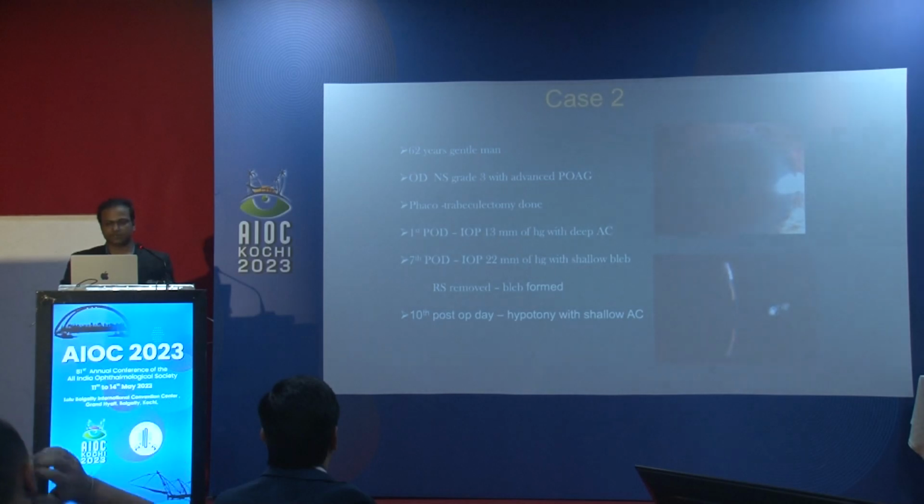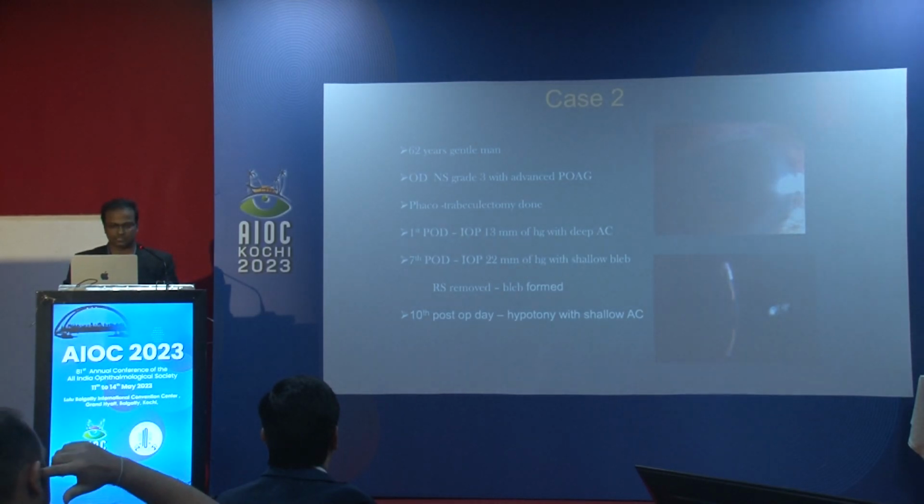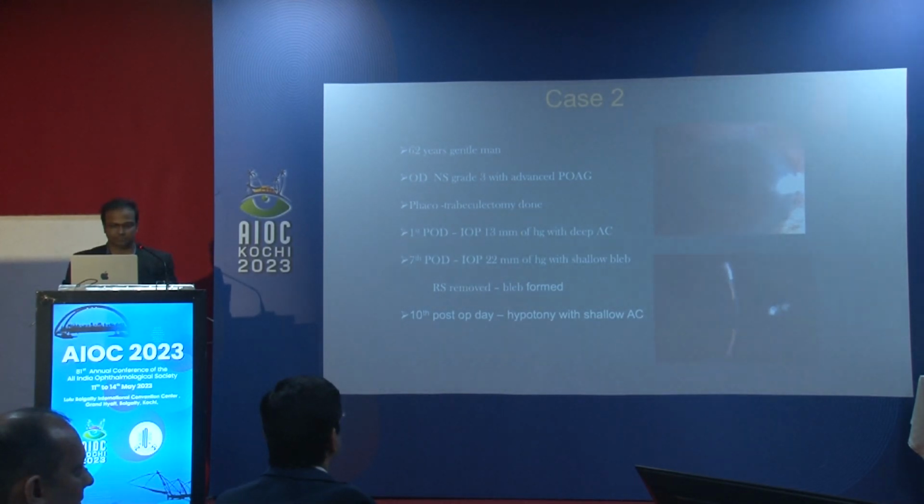The second case is a case of overfiltering blebs. A 62-year-old male patient in whom a phacotrabeculectomy was done. On the first post-op day, the IOP was very good with a deep anterior chamber. By the seventh post-op day, IOP was high with a shallow bleb. So a releasable suture was removed. The bleb formed on the table and was looking very good.